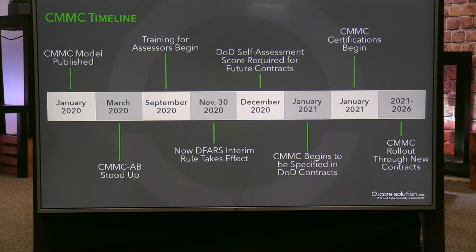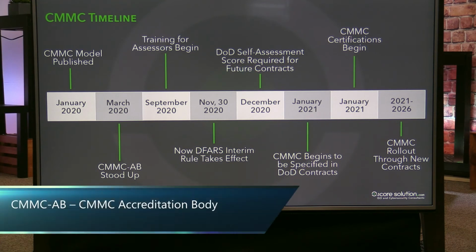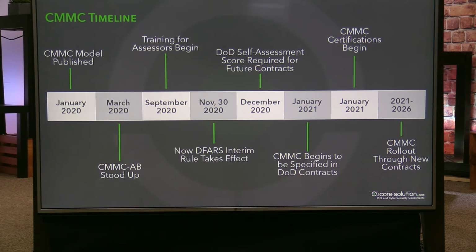Then in March, the CMMC accreditation body, CMMCAB, that's the organization that qualifies the auditors, okay? They also oversee the trainers of the auditors and make sure audits have integrity. So they were launched in March of last year. Boy, an auspicious start to this, right? Then in September, they began training the assessors.